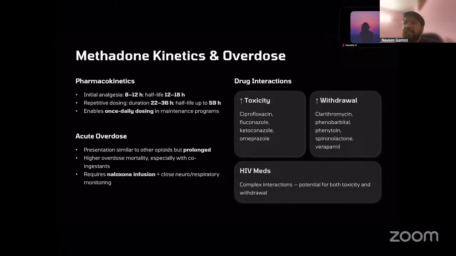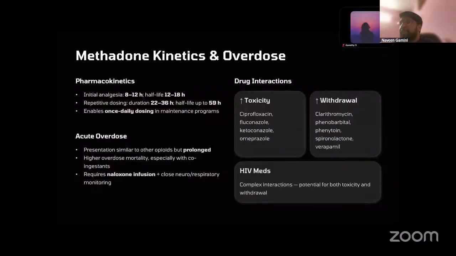And methadone has drug interactions. Methadone's toxicity is increased whenever it's given along with antibiotics such as ciprofloxacin, fluconazole, ketoconazole, or omeprazole. Whereas withdrawal symptoms can be seen in a patient who is on methadone when given clarithromycin, phenobarbital, phenytoin, spironolactone, and verapamil.